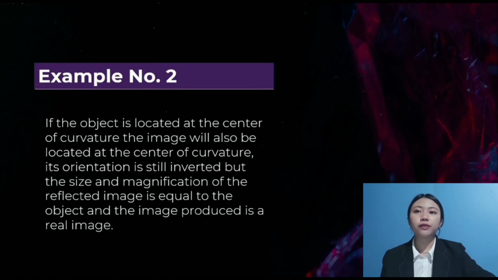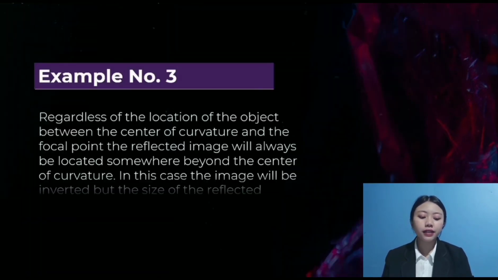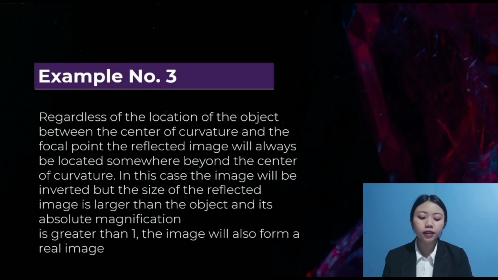Okay, so I'm going to the next slide. This is the picture for example number 3. Okay, example number 3: regardless of the location of the object between the center of curvature and the focal point, the reflected image will always be located somewhere beyond the center of curvature. In this case, the image will be inverted, but the size of the reflected image is larger than the object, and its absolute magnification is greater than 1. The image will also be a real image.